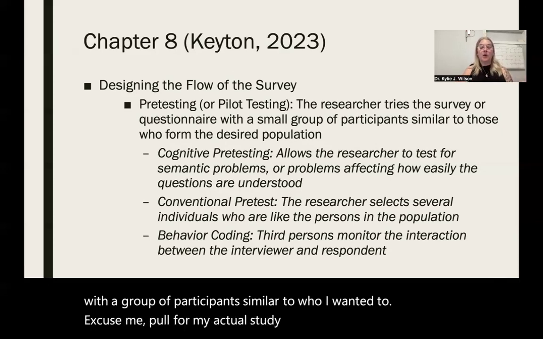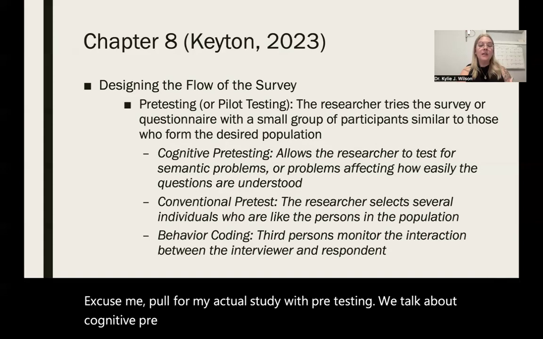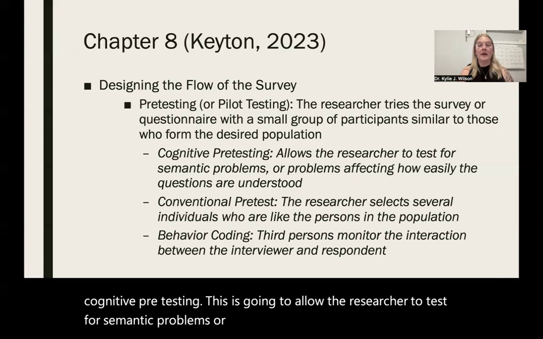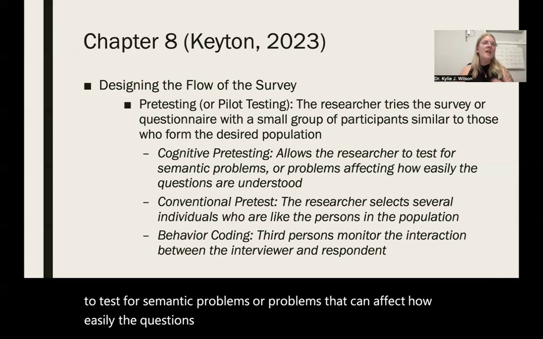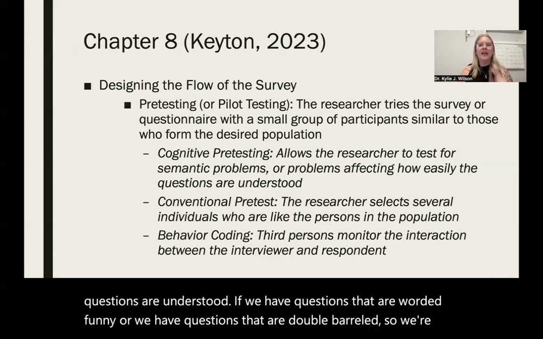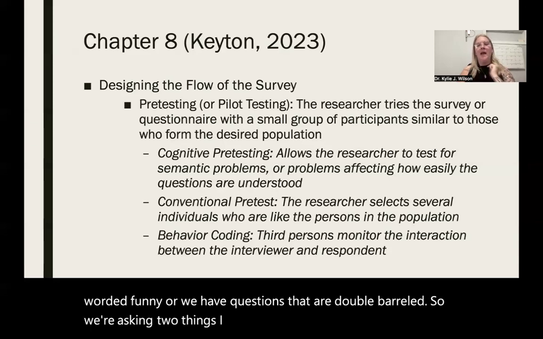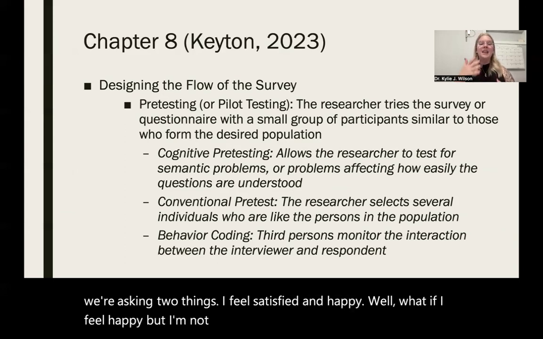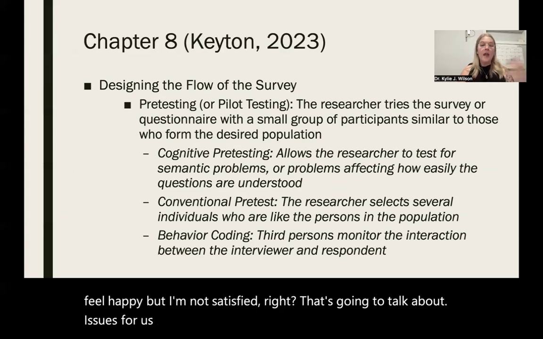With pretesting, we talk about cognitive pretesting. This is going to allow the researcher to test for semantic problems or problems that can affect how easily the questions are understood. If we have questions that are worded funny, or we have questions that are double-barreled, so we're asking 2 things. I feel satisfied and happy. Well, what if I feel happy but I'm not satisfied, right? That's going to talk about issues for us cognitively later on. And without pretesting, we wouldn't have known that.